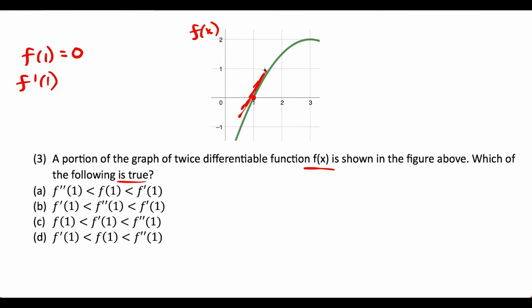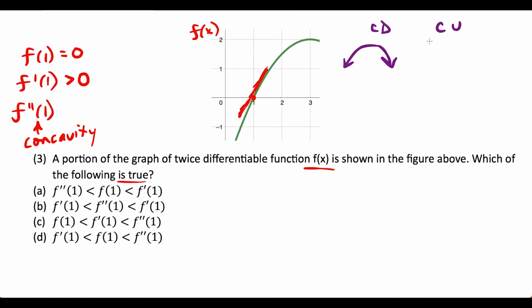And what I notice here is that if we were to draw in a tangent line like this, the slope of this line would be positive. So f prime of 1 would be greater than 0. And then f double prime of 1 talks about the concavity at x equals 1. A graph is concave down when it looks like it's frowning at us, and concave up when it looks like it's smiling at us. And notice here, this looks like a frowning graph. So this would tell us that f double prime of 1 is less than 0.